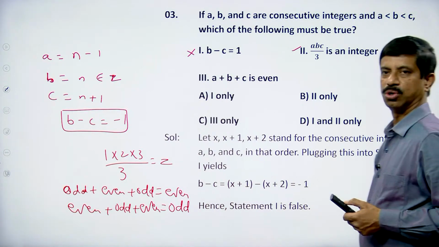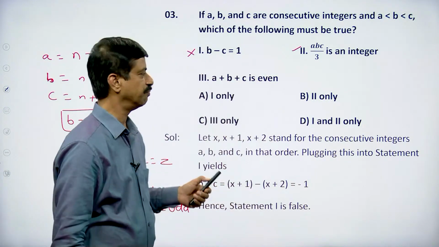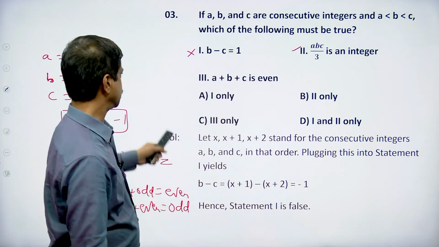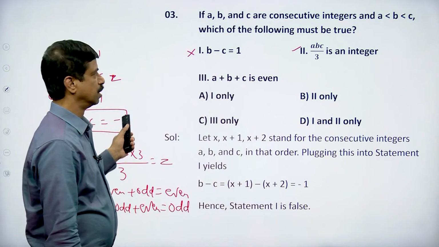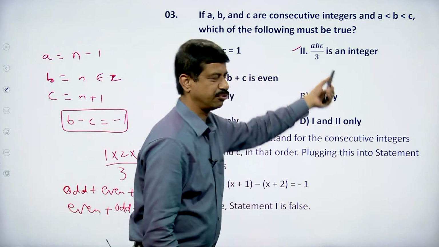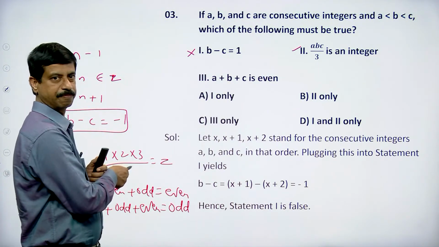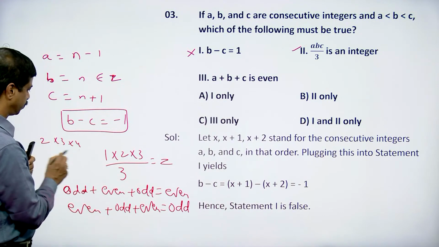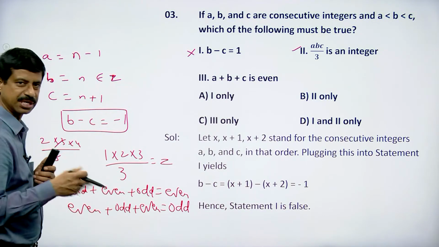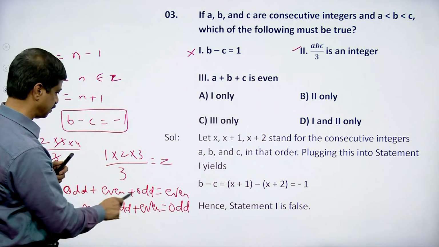Okay, children. So I think you have followed this. Let's move to the next question without wasting any more time. I think you all are clear. B minus C is minus 1. We have proved it. ABC by 3 is an integer because it is always divisible by 3. Even if you take not 1, 2, 3, you take 2 into 3 into 4, divisible by 3, like that. Compulsorily it is divisible by 3. Therefore, second is true.